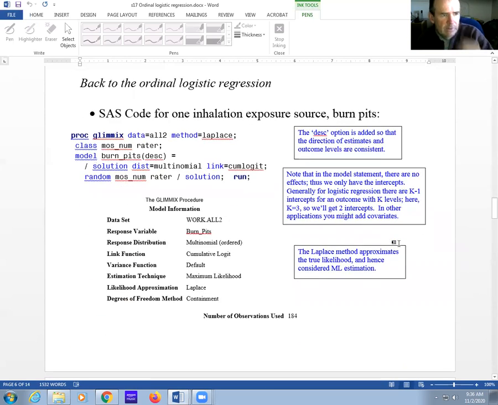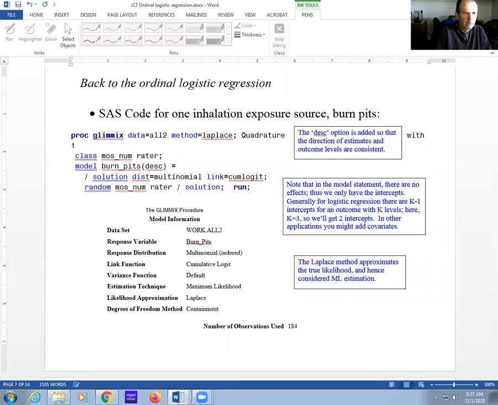Okay, so for the code that we use, we can use PROC GLIMMIX for fitting a generalized linear mixed model. And I'm using method equals Laplace, and that's essentially like quadrature with one quad point.